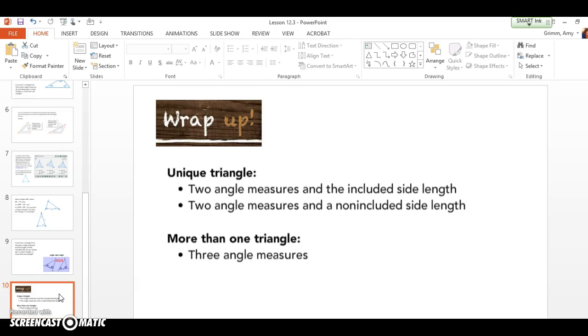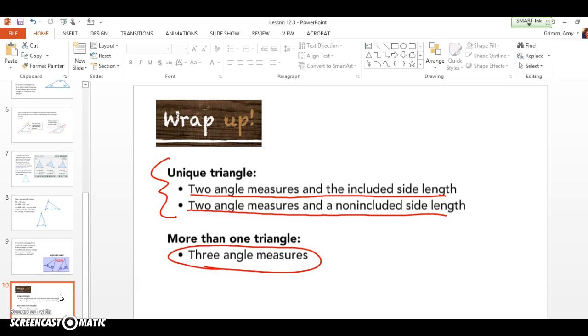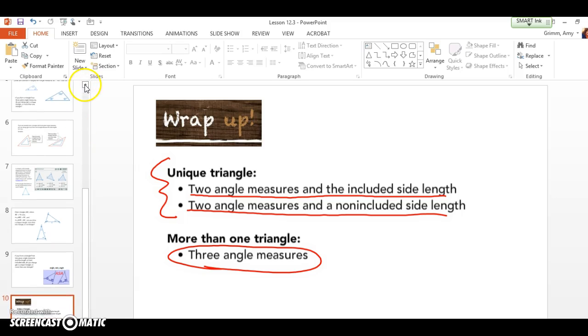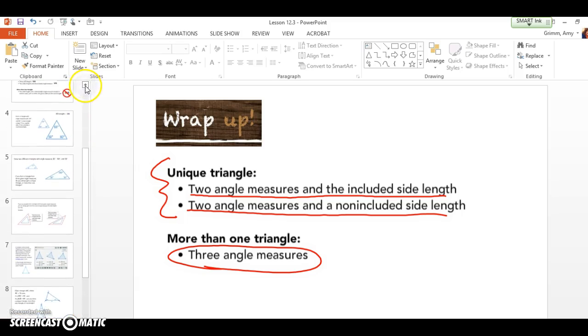Okay, so here's the wrap up for today. For a unique triangle, okay, all unique triangles, you can have two angles and an included side. You can have two angles and a non-included side. So just remember, if you have two angles and a side, you can always form unique, always, okay? But if you have three angle measures, what happened with the three angle measures? They will not always be the same. You can change the size. Right, you can change the size of them, okay? That's everything from today.